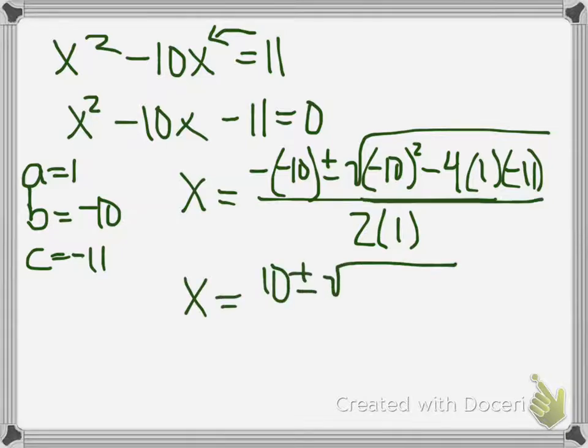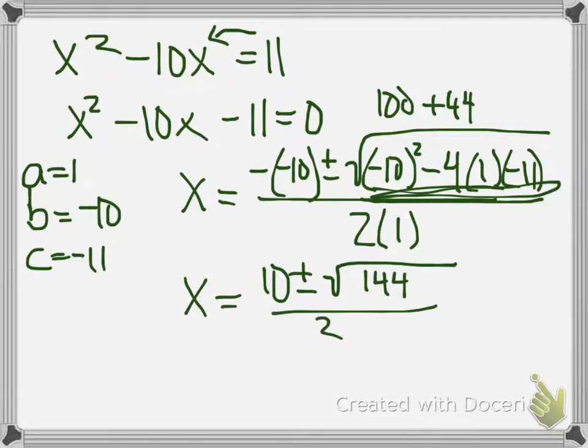Okay, negative negative 10 becomes positive 10. I would do all of this maybe in a calculator. So 10 squared is 100. 4 times 1 times negative 11 is negative 44, and minus that gives positive 44. Add those together, you get 144. And then put that over 2 times 1, which is 2. Okay, what's the square root of 144? You can get that. It's 12.